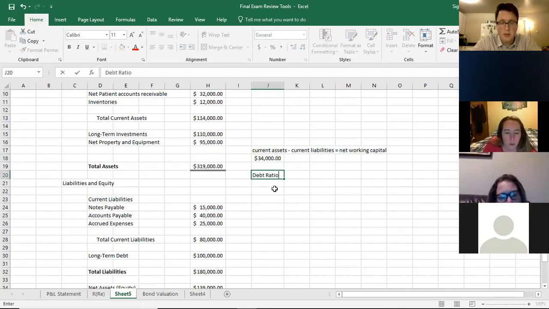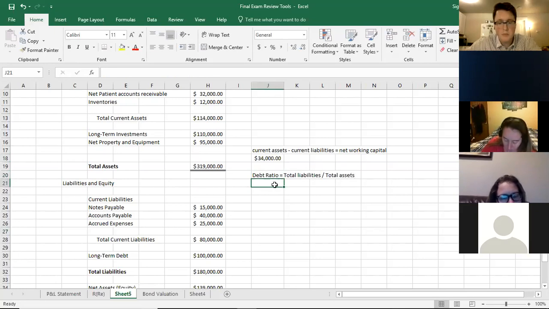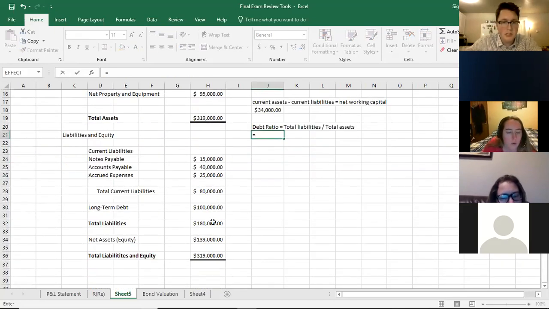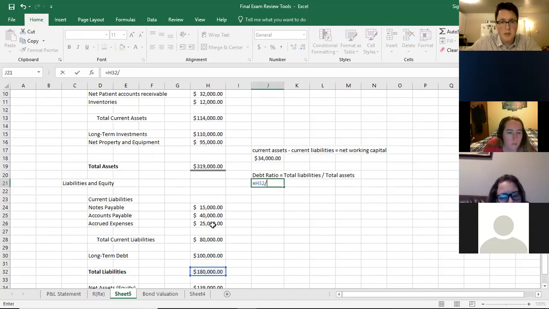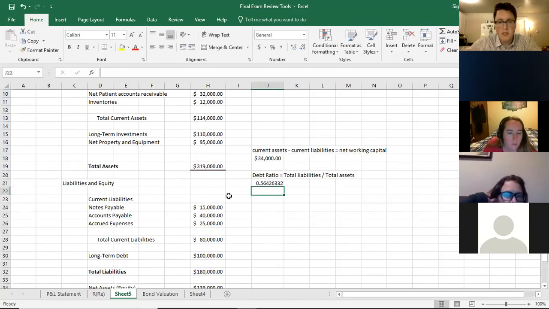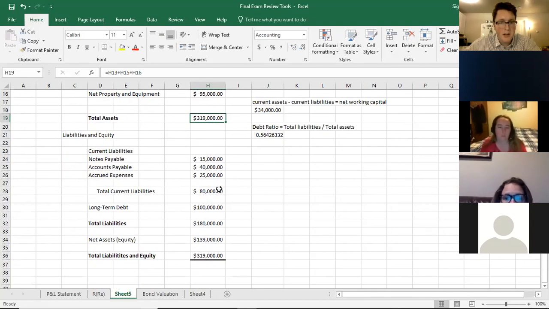Next is your debt ratio, which is total liabilities divided by total assets. So we'll take our total liabilities here, divided by our total assets, and 0.56. That means a little bit of over half of every dollar of assets is financed by debt or liabilities.